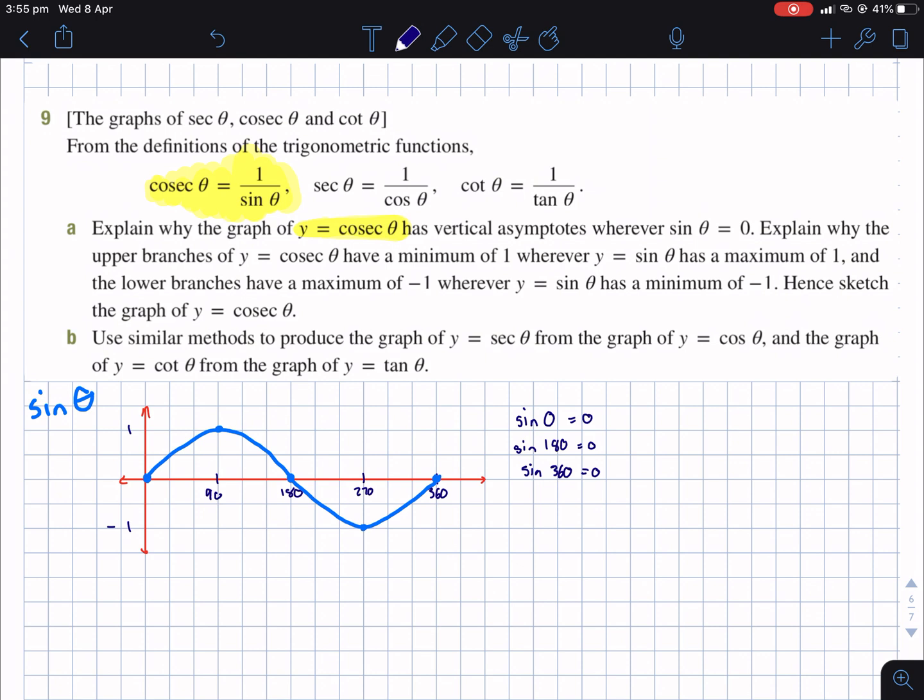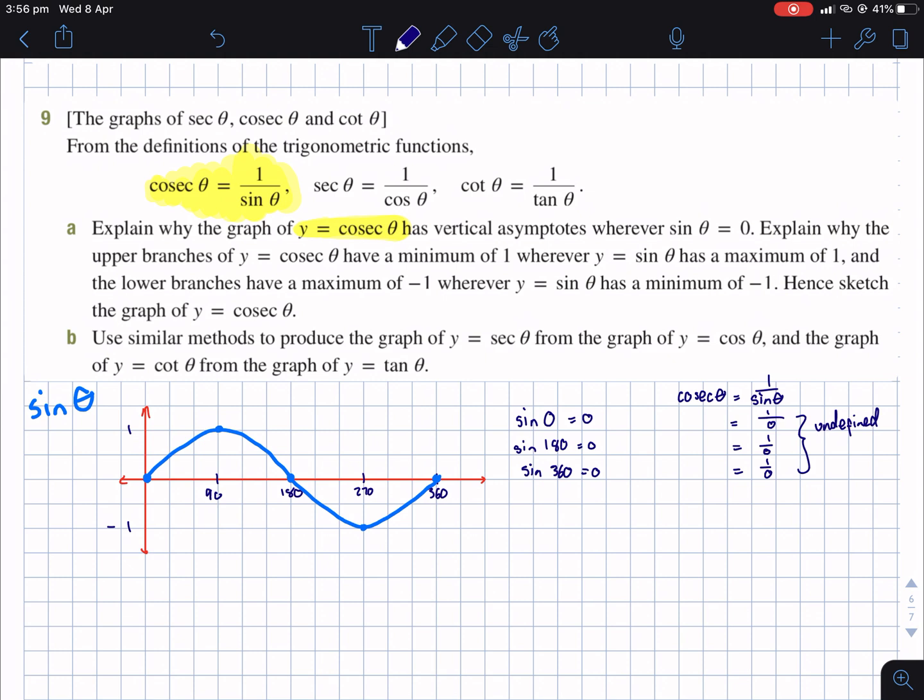And if we're looking at cosec theta, it is 1 on sine theta, yeah? So here it would be 1 on 0. Here it would be 1 on 0. Here it would be 1 on 0. So that's undefined.